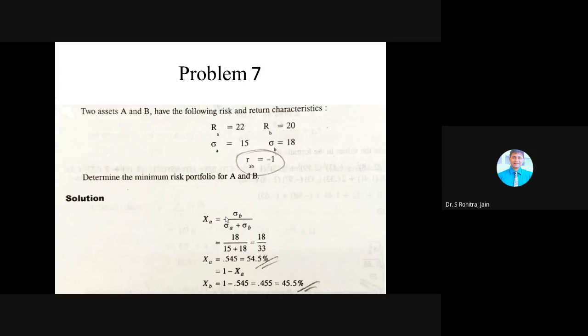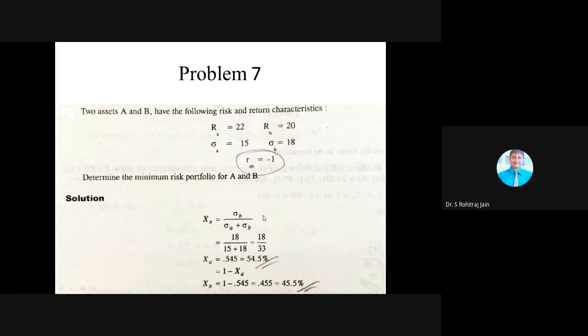When the correlation coefficient is negative, can I reduce the risk associated with the portfolio? Yesterday we had solved one problem, right? So we came to a conclusion that when the correlation coefficient that exists between the two stocks is negative, then the portfolio risk can be reduced. So one thing we came to know is that we need to find out the proportion of funds that has to be invested in security A and security B, right? So I use this particular formula, that is XA. Please remember this. XA is the proportion of funds that has to be invested in security A, okay? So how do I calculate the proportion of funds? Sigma B divided by sigma A plus sigma B.